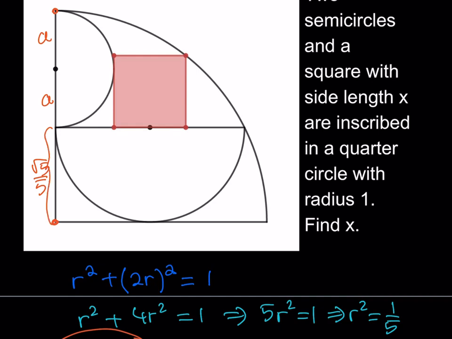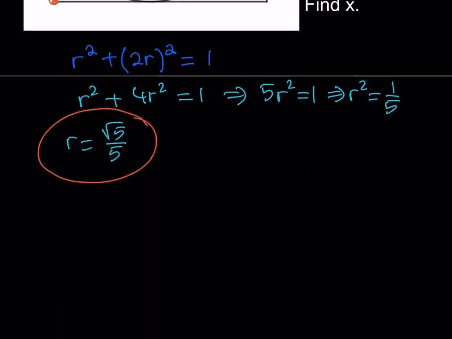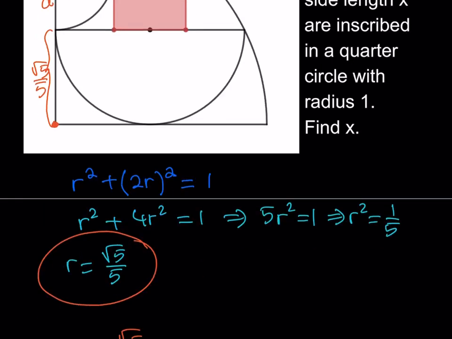This one is root 5 over 5, which is the radius, the larger one. And then 2a plus this number is equal to 1. That's it. I don't even need to use the Pythagorean theorem there. So let's go ahead and write that down. 2a plus root 5 over 5 is equal to 1, which is the radius of the quarter circle. You see that? Between this point and that point. Wow, that was easy. Okay, cool.